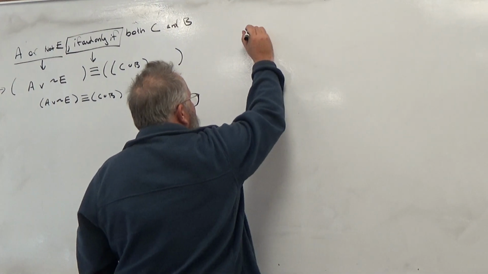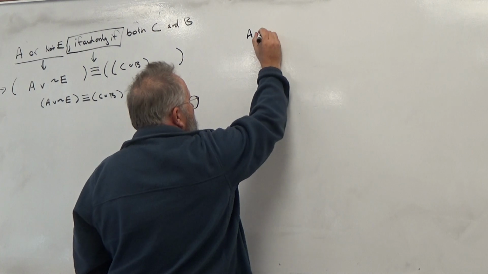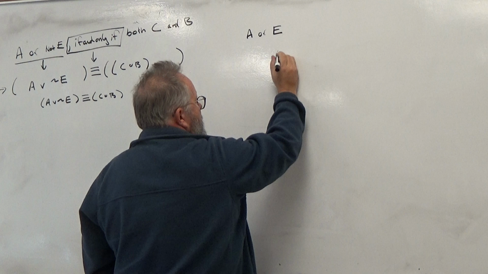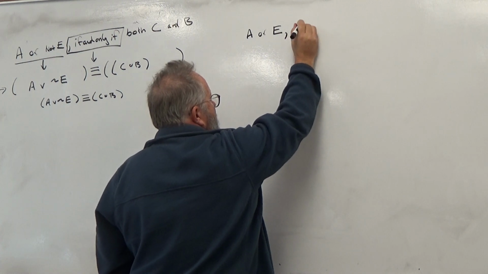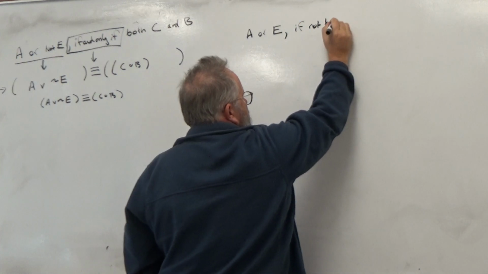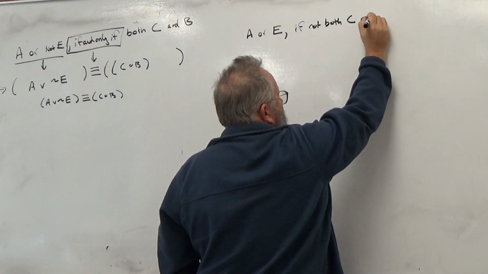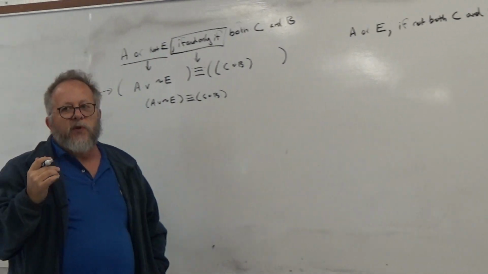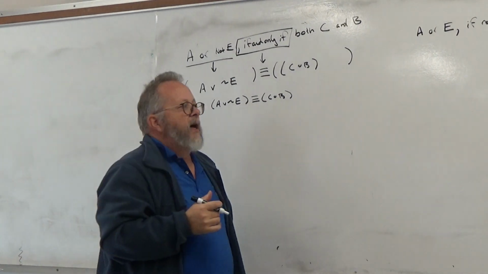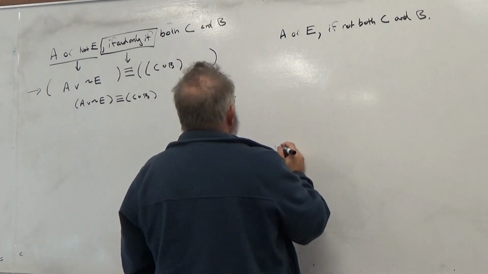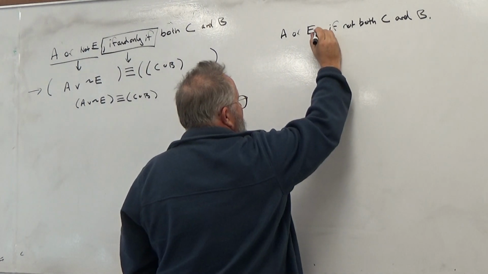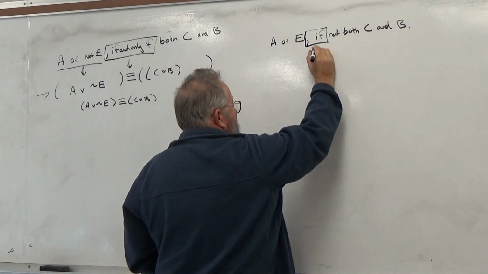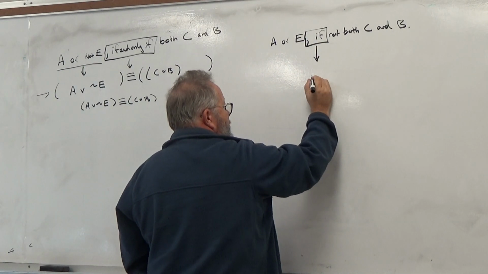Al likes Airedales, or Eric wants an English foxhound, comma, if not both Catherine has a Catahoula and Bob likes beagles. Okay, so that's the sentence just putting in statement constants. And so we need to try to identify the main logical operator, and it's this right here, comma, if, okay? This tells us the main logical operator.